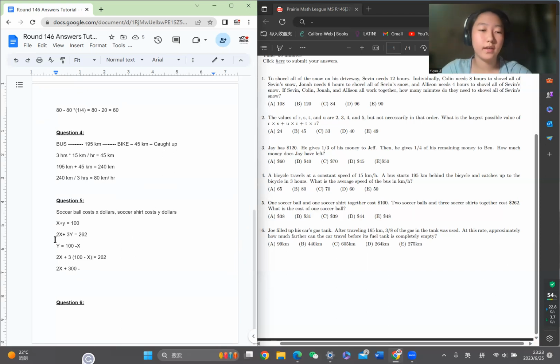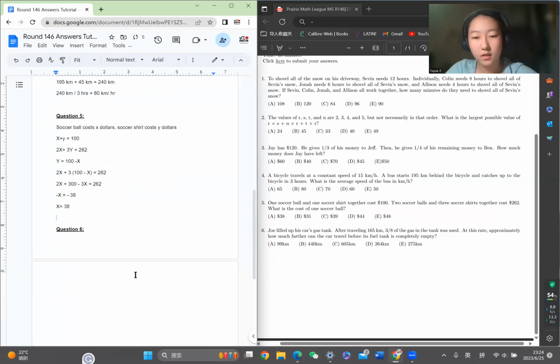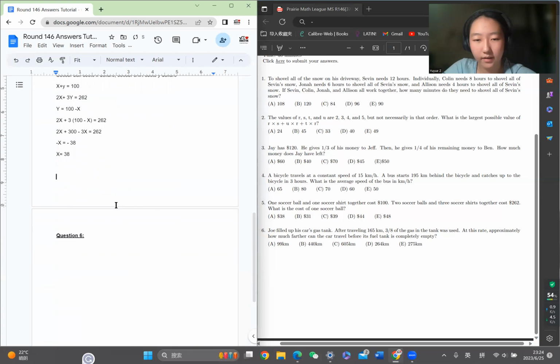So let's move this over again. Because we only need to solve for X, we're having Y equal an expression in X, so that we can get rid of the Y in this equation and solve for X directly. That was a mistake on my part right there. So if we solve this equation, we will get minus X equals minus 38, or X equals $38. So the answer would be A.